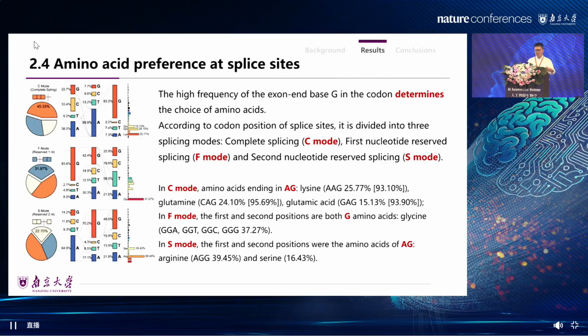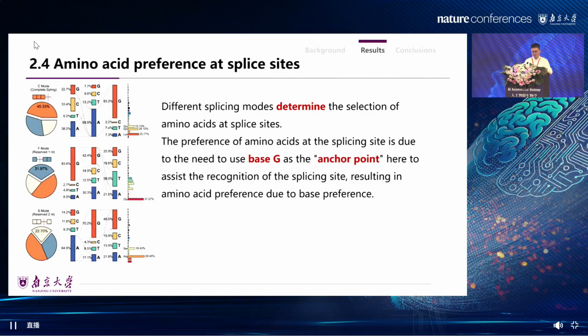For example, in the F mode, the GGN codon is common, so glycine is highly enriched. In the S mode, AG codons favor arginine. This shows a beautiful co-evolution link between the splicing machinery's need for a G anchor and the resultant amino acid selection.